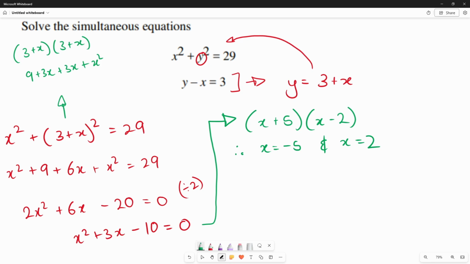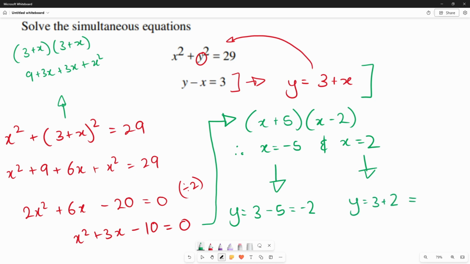So remember, we have this equation, y equals 3 plus x, which you can use to find out the y values. So let's find out the corresponding y value for x equals minus 5. That's going to be y equals 3 minus 5. 3 minus 5 is minus 2. So y equals minus 2. Let's look at the second one. x equals 2. y equals 3 plus 2.